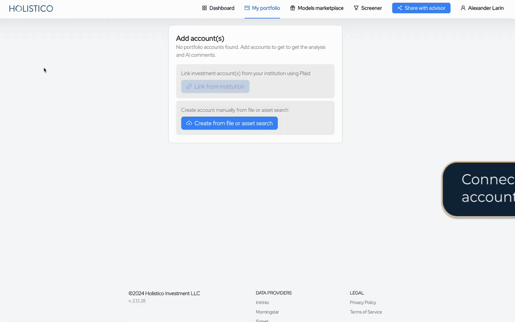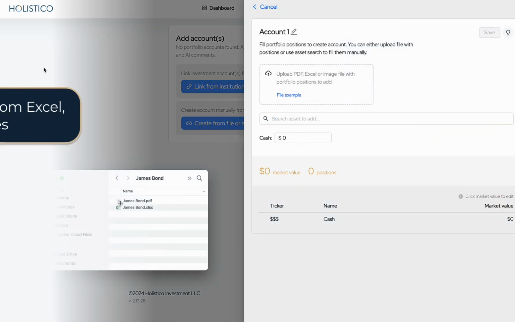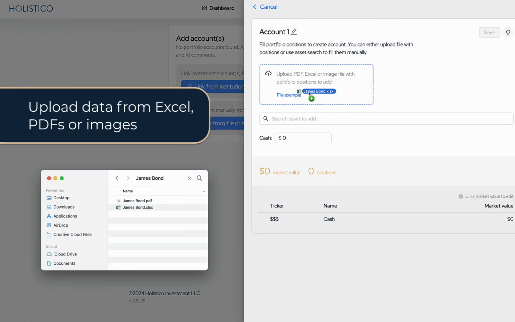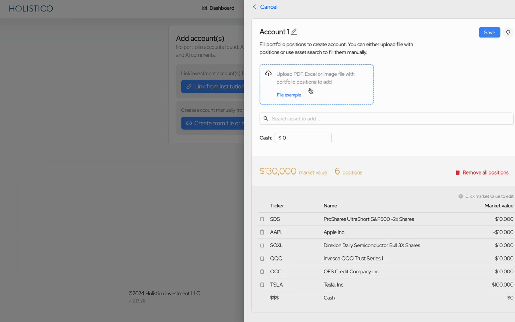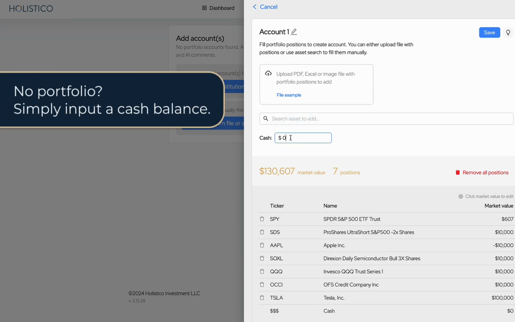Set up your portfolio in minutes. Connect your investment accounts from brokers, or upload data from Excel, PDF, or even an image file. You can easily add assets manually using the search feature, or just enter your cash balance to get started.